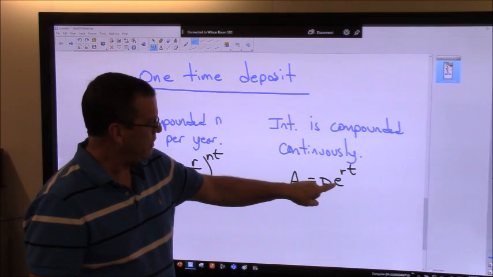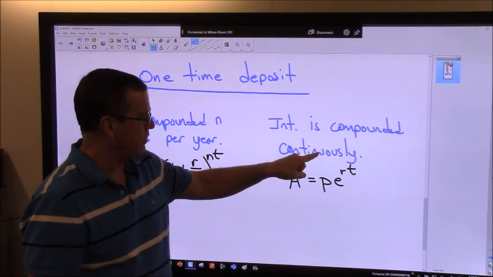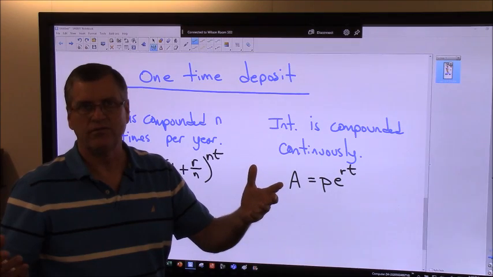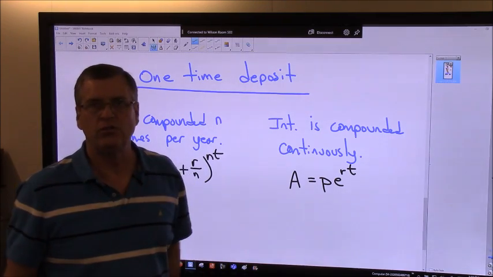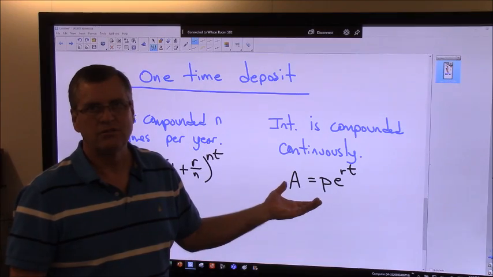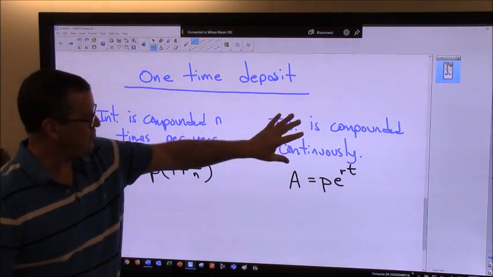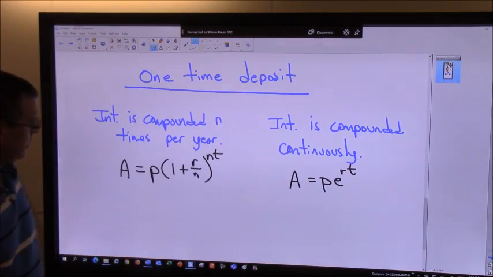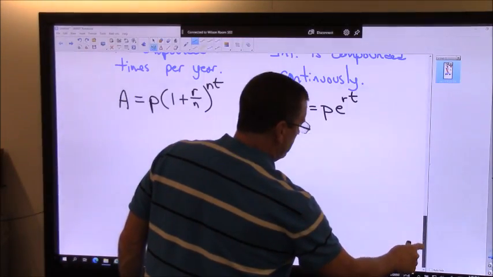E is used anytime things change continuously. It doesn't have to be money. It can be population. You know, the population is growing continuously. It can be an animal population, right? So anything that changes continuously, we need to use this formula. All right, so here's what this stuff stands for.